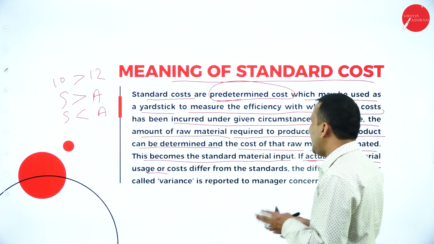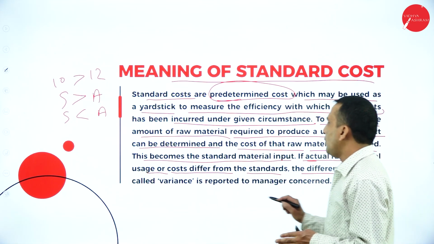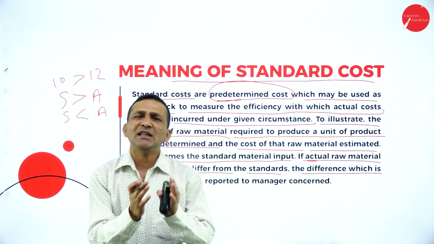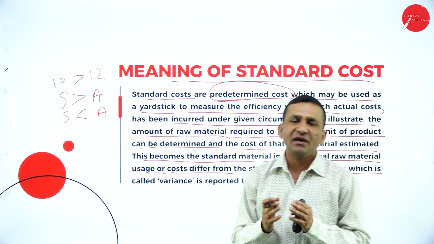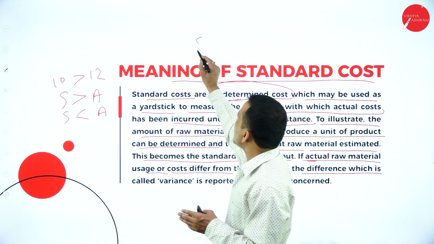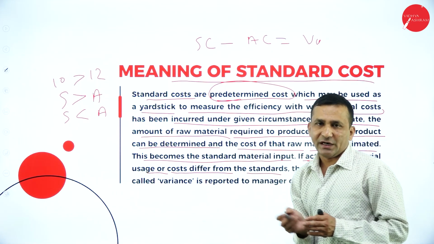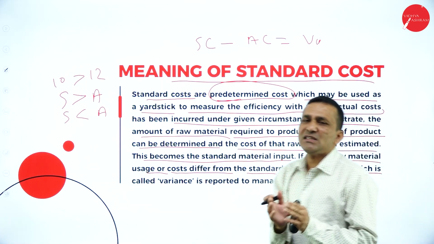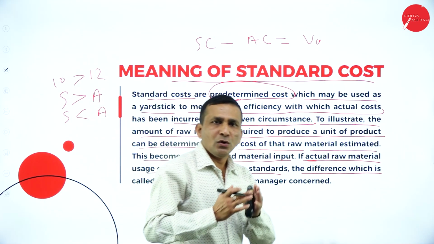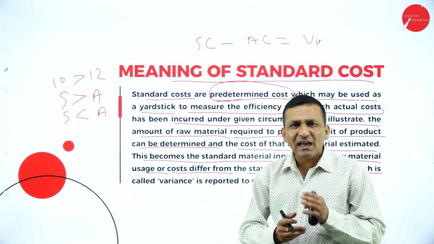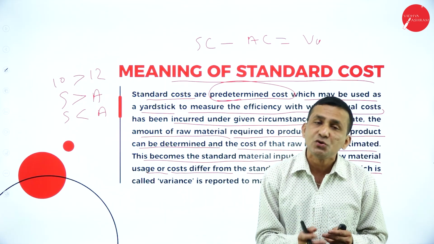If the raw materials usage or cost differs from the standard, we are comparing the standard as well as the actual. Any difference we get, we call it a variance here. Standard cost minus actual cost is nothing but the variance you get. If there is any negative variance, obviously the management wants to take corrective steps to rectify it. If the standard is not going to hold for a long period, the standard has to be revised according to the situation.